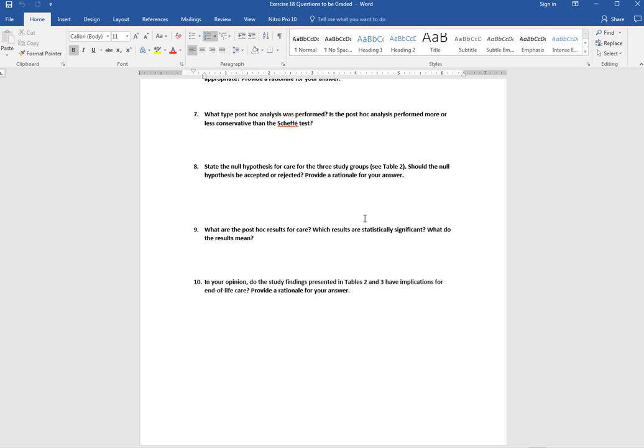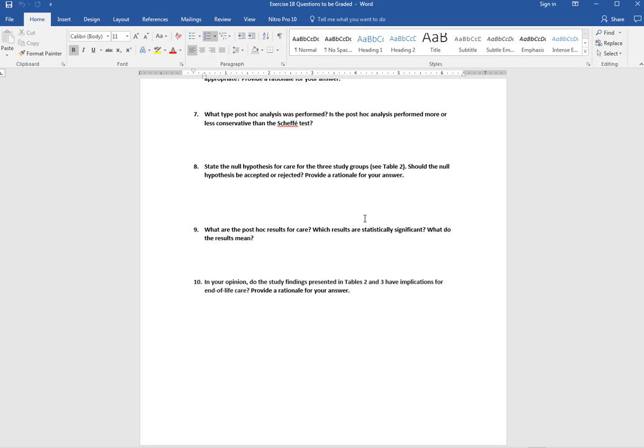Should the null hypothesis be accepted or rejected? So I like the term fail to reject better, but what we're going to do to make this determination is compare the p-value that was for the result to the significance level that was set of 0.05. So compare those two and see what you think about whether or not it was statistically significant. If it's a significant finding, we will reject the null hypothesis.